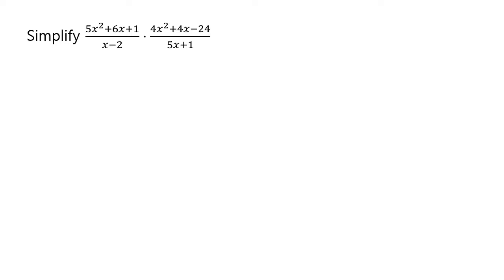Okay, let's do multiplying and dividing fractions and simplifying. Although this looks very scary, it's really just the same as multiplication of fractions. So if you have a over b times c over d, how do you multiply fractions? Top to top, bottom to bottom, right?